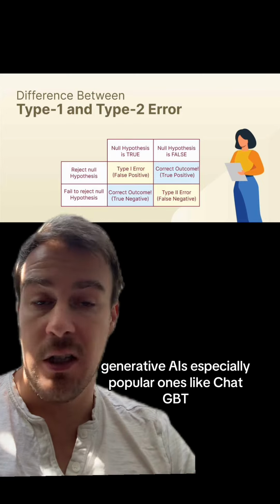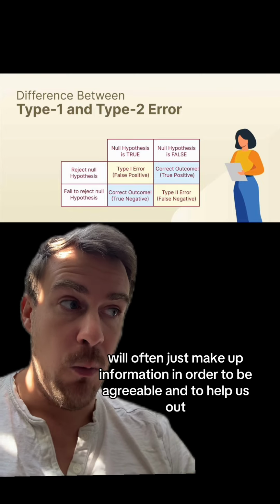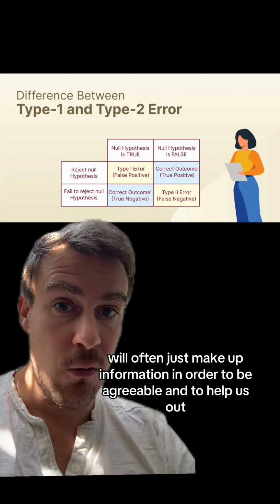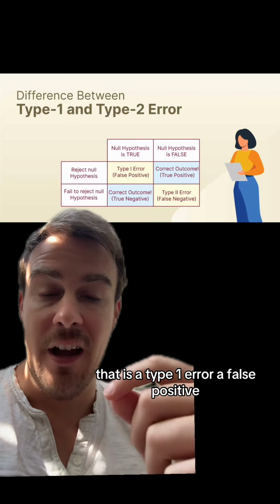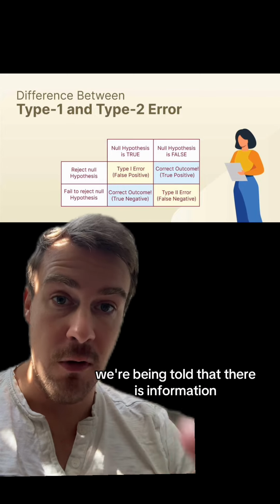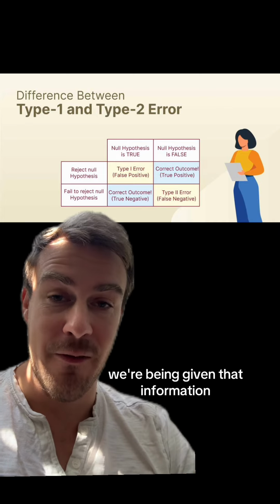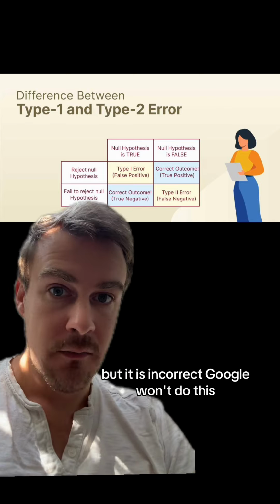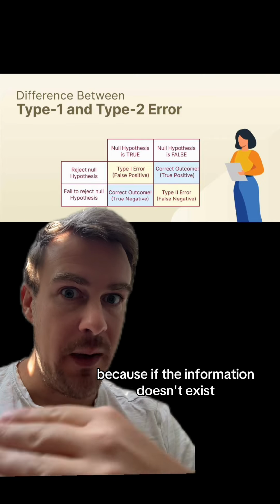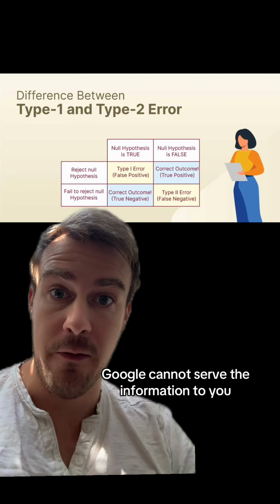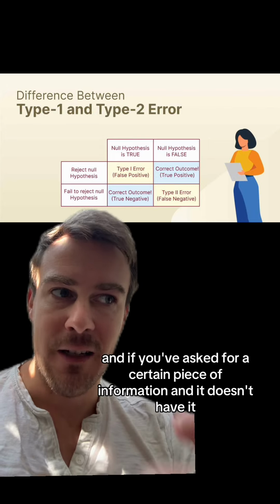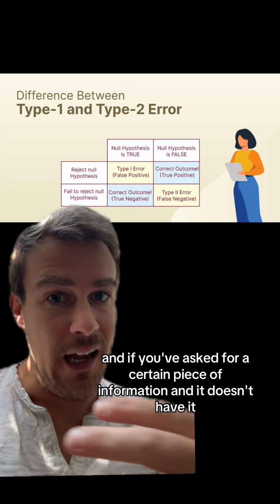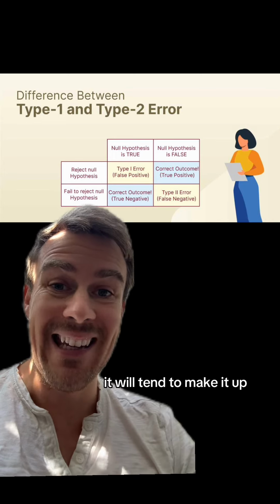Generative AIs, especially popular ones like ChatGPT, will often just make up information in order to be agreeable and to help us out. That is a type 1 error, a false positive. We're being told that there is information, we're being given that information, but it is incorrect. Google won't do this because if the information doesn't exist, Google cannot serve that information to you. Whereas a generative AI will always try to make you happy, and if you've asked for a certain piece of information and it doesn't have it, it will tend to make it up.